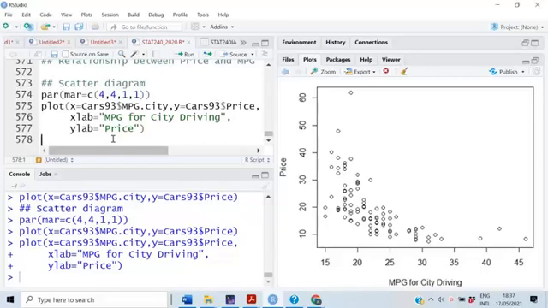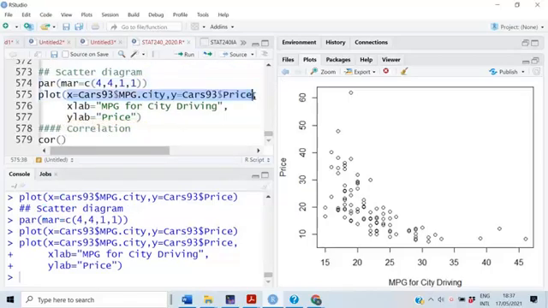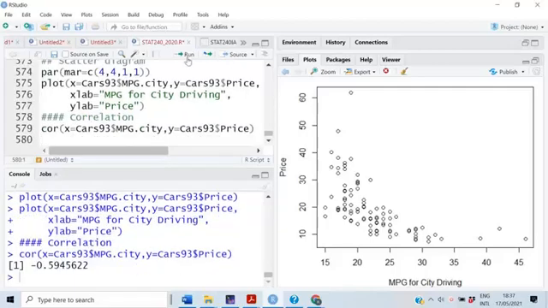What else can we do? We can find the correlation, right? The correlation. So cor, then we just copy this. Oh, I need a bracket there and there. Negative. So you were right. Okay.